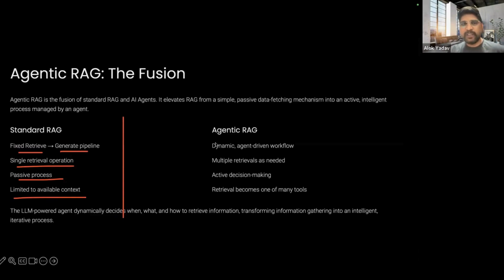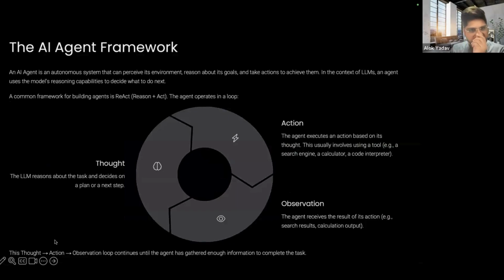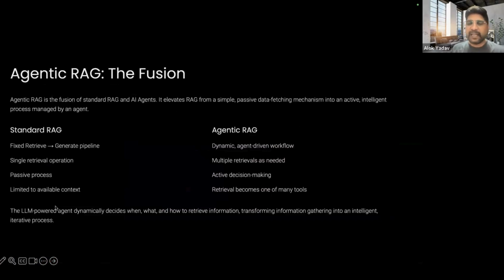In agentic AI, what is happening? This is not fixed. The agents can keep on trying. Remember, we discussed there's a loop where it is trying. So if you remember, we discussed a complete loop where these agents are trying. If I go back, you can see this is the complete loop: thought, action, and observation. This is a loop. So unlike what we have in the standard RAG, here it is more dynamic. Agents are driving the workflow, and they can keep on coming and do multiple retrievals.